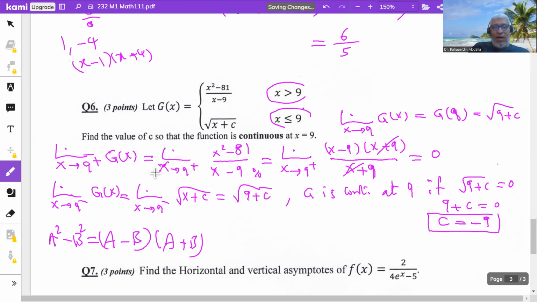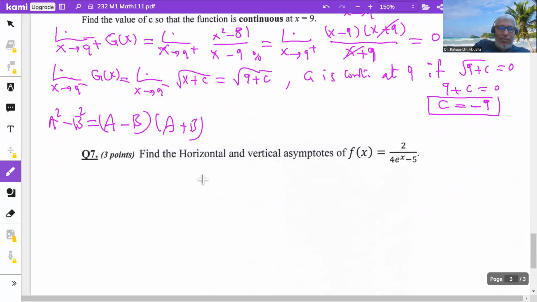He says, find the value of c so that the function is continuous at 9. So if I replace c by negative 9 here, I'll have x minus 9. And when I replace x by 9, I'll get 0. So I'll get 0 from the right, 0 from the left. This will make the function continuous at 9.